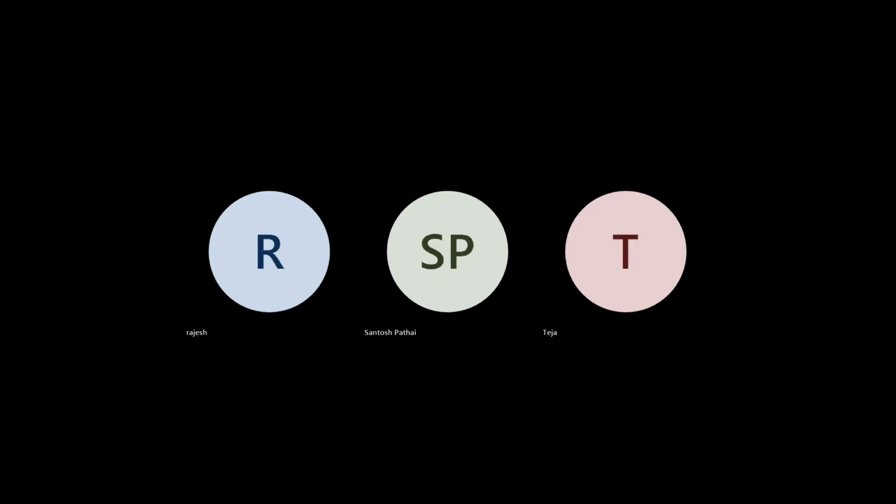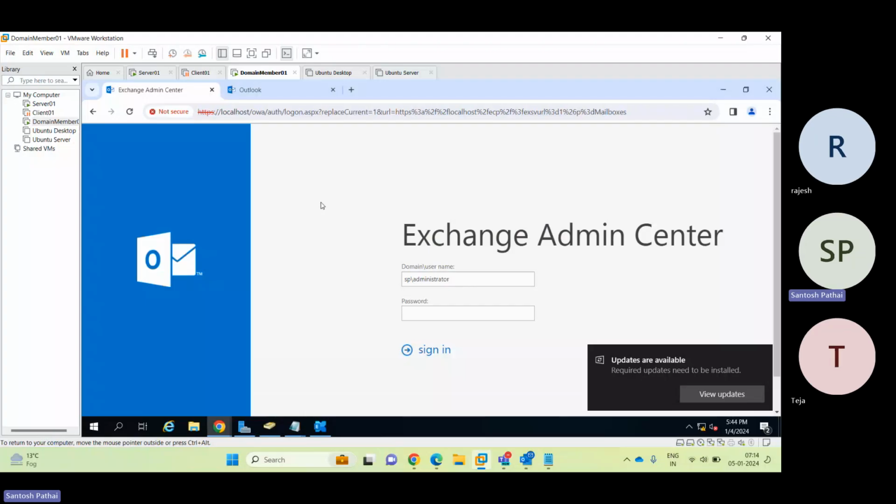How to create a public folder mailbox, and what is a public folder? A public folder is a common shared folder where you can share content without sending an email, or you can have a group chat in Exchange itself, in the Outlook client itself.